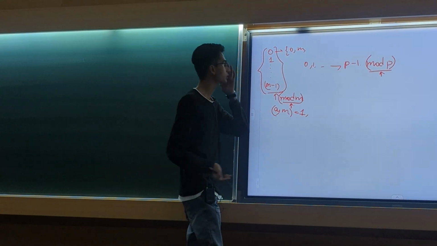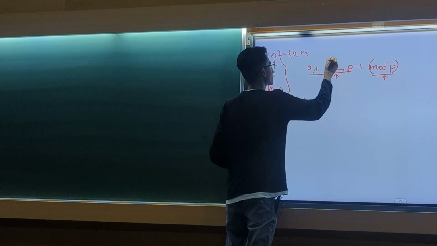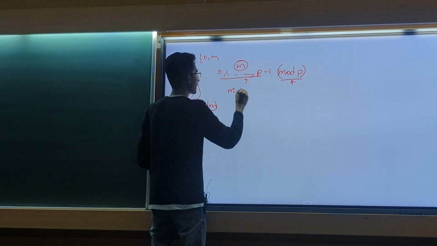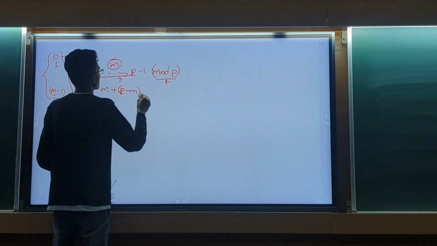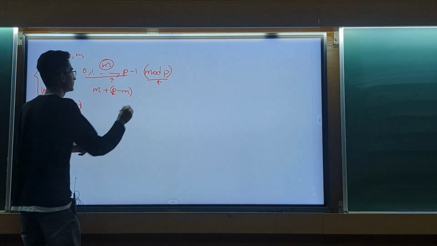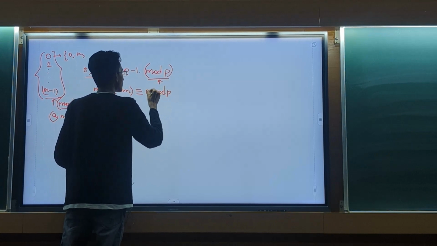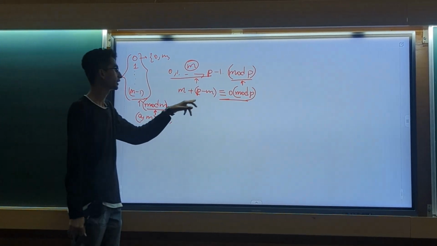Even subtraction is not so bad here. If I have some number m that belongs to this set, then except if m is 0, m plus p minus m must be congruent to 0 mod p, right? So p minus m would be the additive inverse.